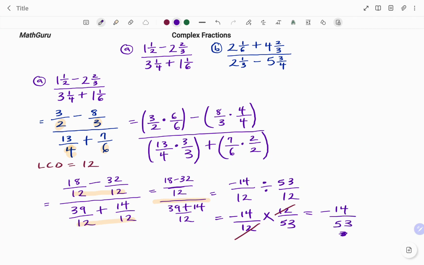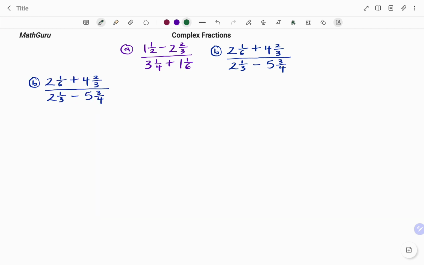Let's look at the second example together. That says 2 1/6 plus 4 2/3, that's my numerator, and for my denominator I have 2 1/3 minus 5 3/4. For this example, I'm going to start by doing exactly what I did in the first example, that is, change each mixed fraction into an improper fraction.